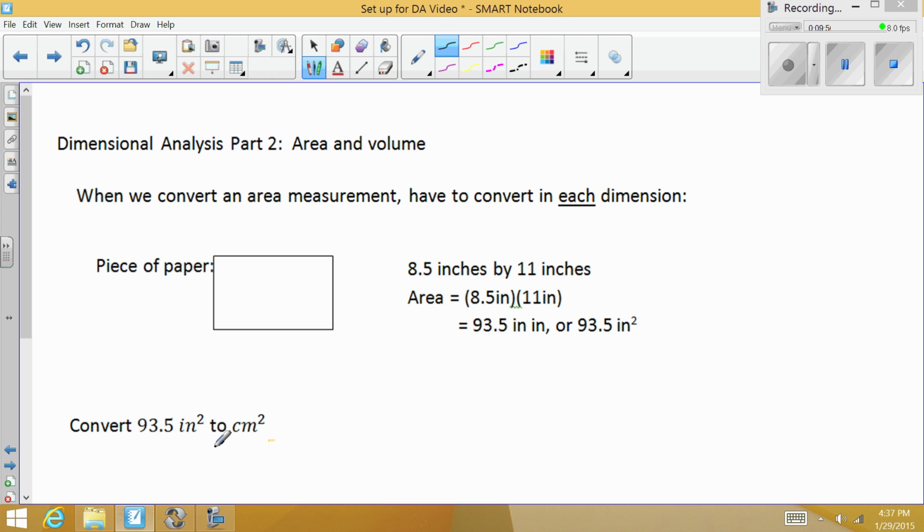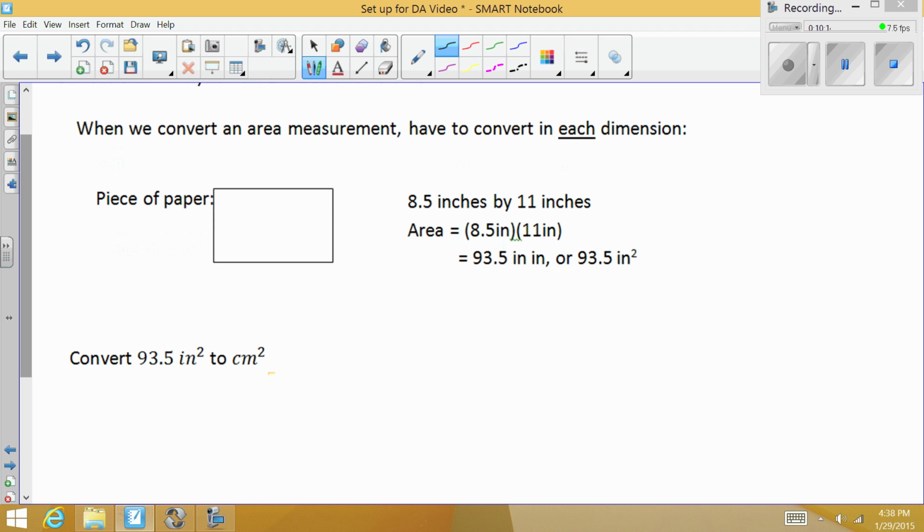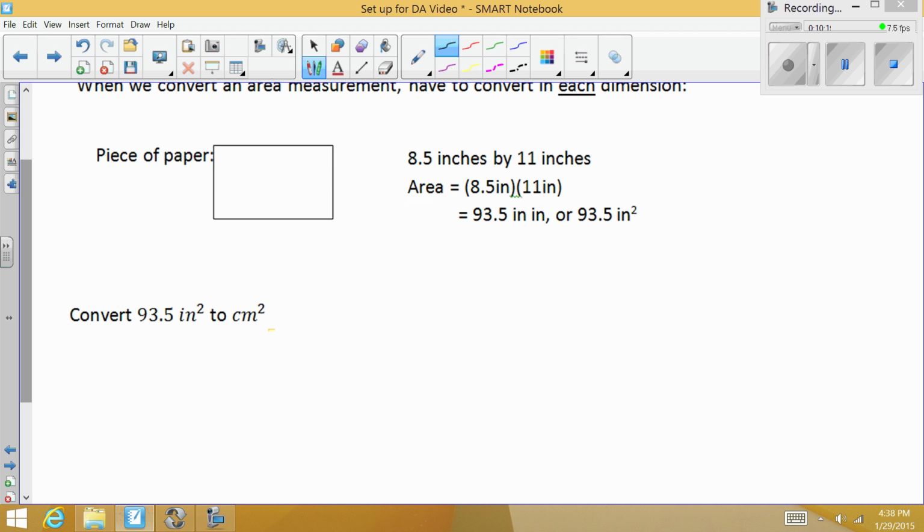Now, if you want to convert from square inches to square centimeters, we have to convert the 8.5 inches into centimeters, and it's also necessary to convert the 11 inches into centimeters. We can do it all in one step, but we've got to keep in mind we've got to take care of both of those conversions. So one way to think about this, I'm going to take the 93.5 inches squared. Inches squared means simply that I've got inches times inches. And then I'm going to put this over 1.